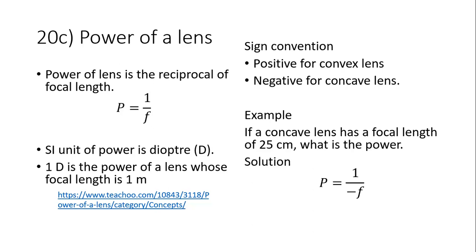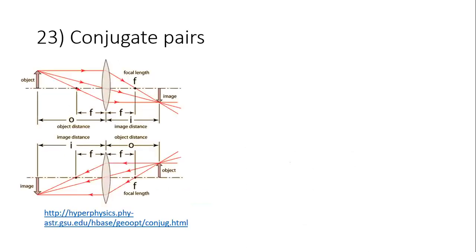Don't show me the answer yet. 25 cm to meter, so 1 over 0.25, which is 4. The answer is positive 4. Oh, minus. Concave lens, so minus 4. Sorry, concave mirror is positive, concave lens is negative. I made a careless mistake.